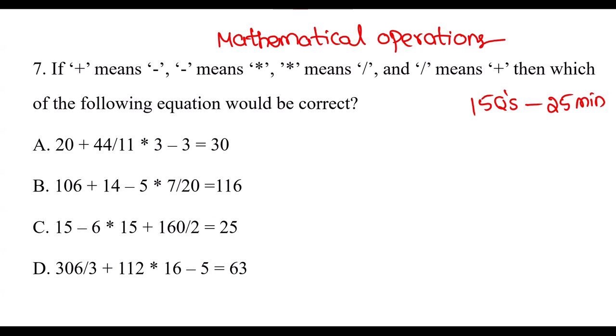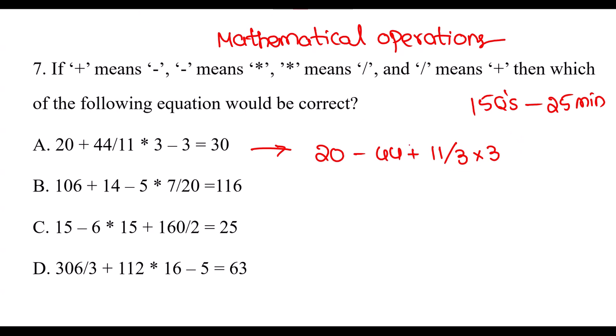Now star is changed to division. Division changed to addition. Now if you go for the first one, 20 minus 44 plus 11 divided by 3. A star is nothing but division here. Minus as multiplication into 3. Now this will give a negative answer first of all.